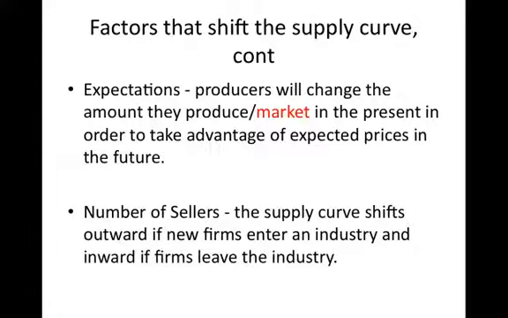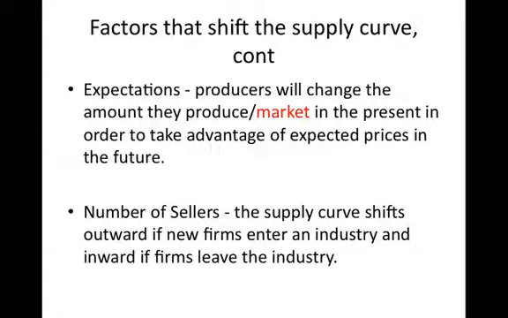Now that means you actually have to have some sort of a guess or an idea about what prices are going to be in the future. And this is where price expectations become important. In fact, producers will change the amount that they produce or market in the present term in order to take advantage of expected prices in the future. So for instance, if prices are low now, I might think that prices in the future are going to be high, and I'm going to act accordingly. That can shift the position of the supply curve. If you think prices are going to be high in the future, it's probably going to shift that supply curve out or to the right.